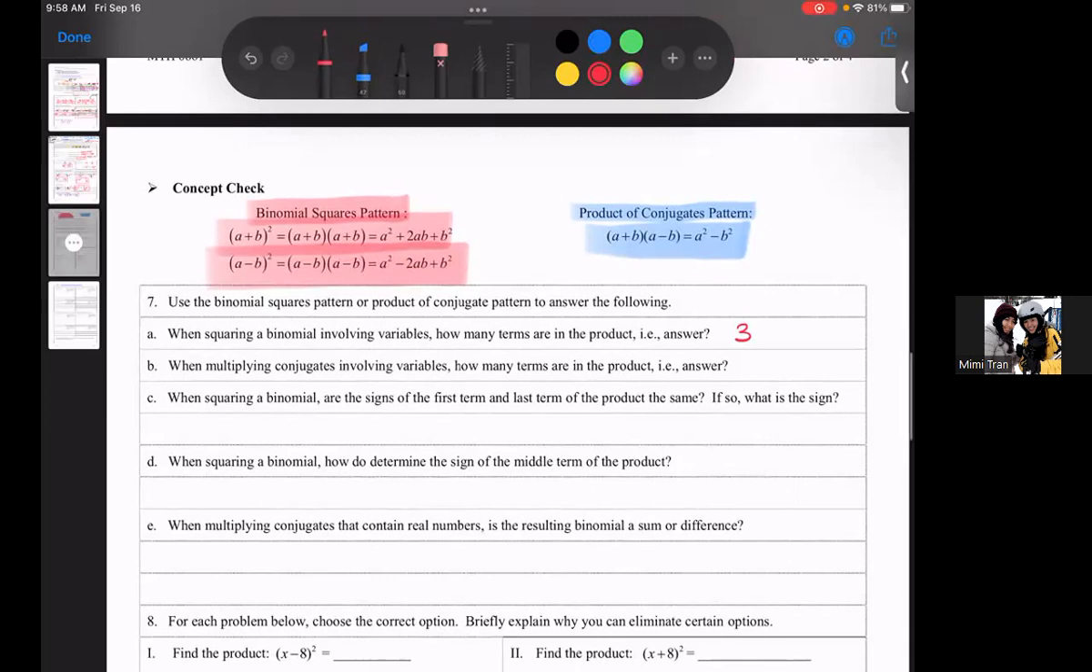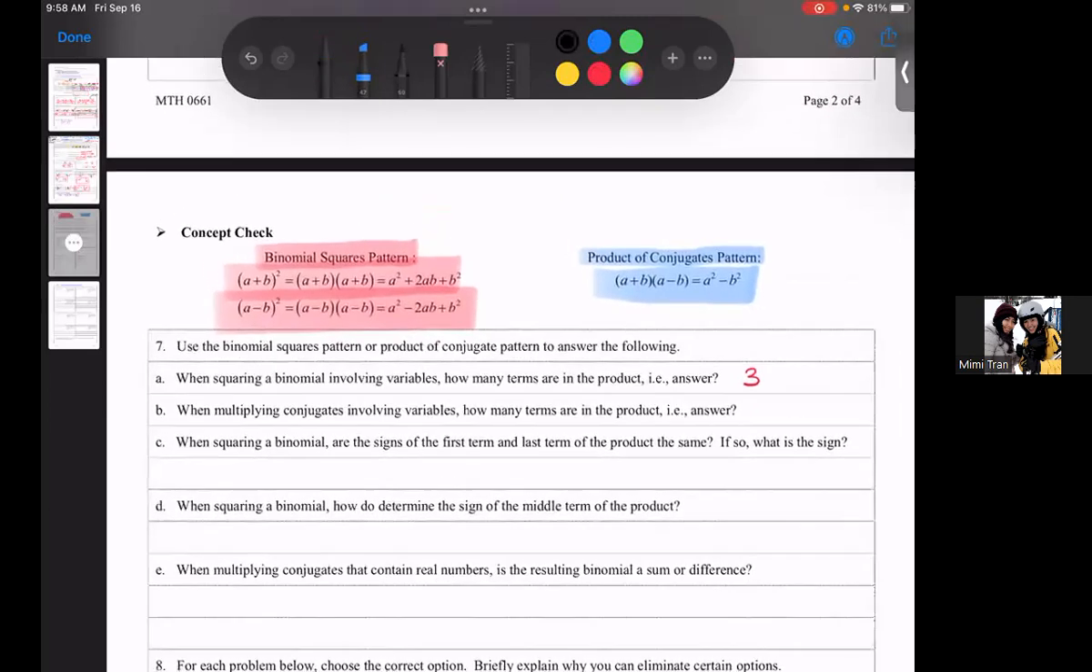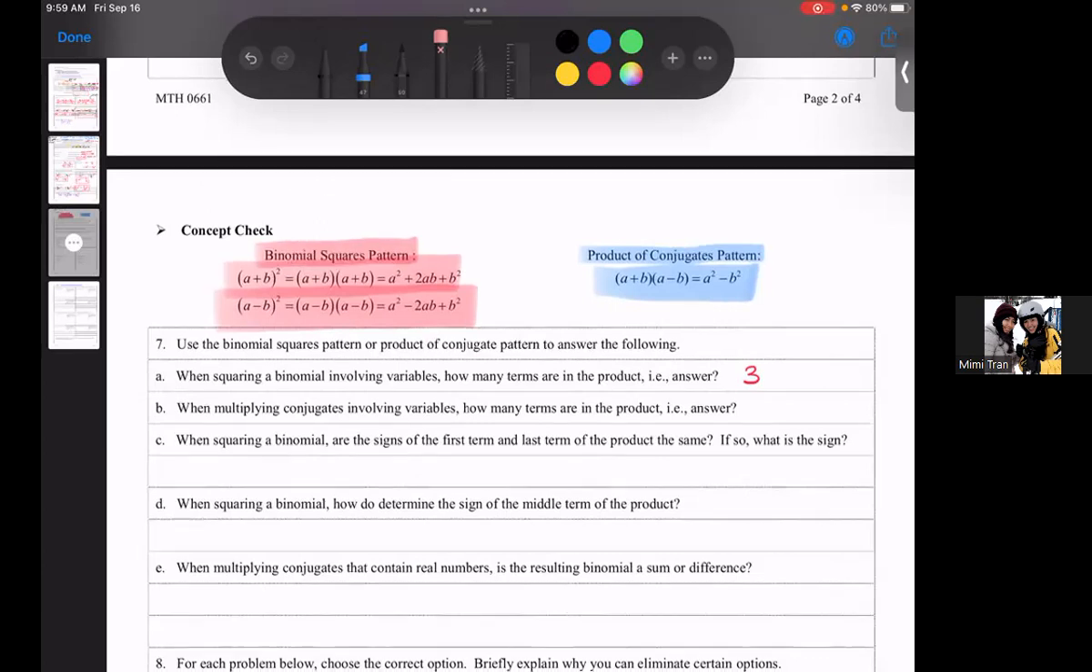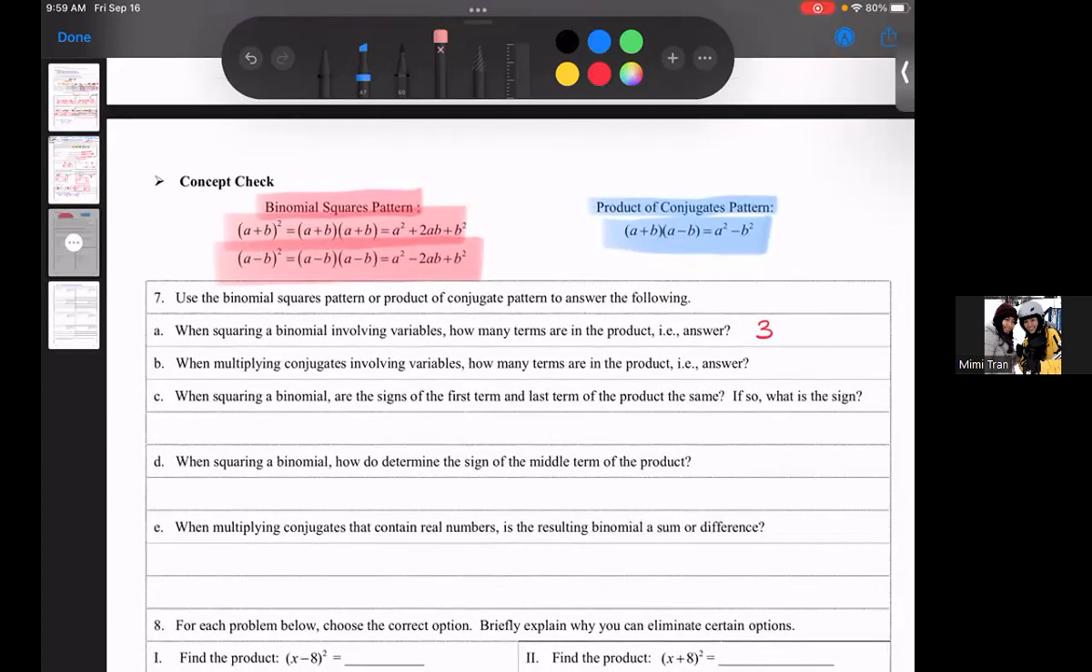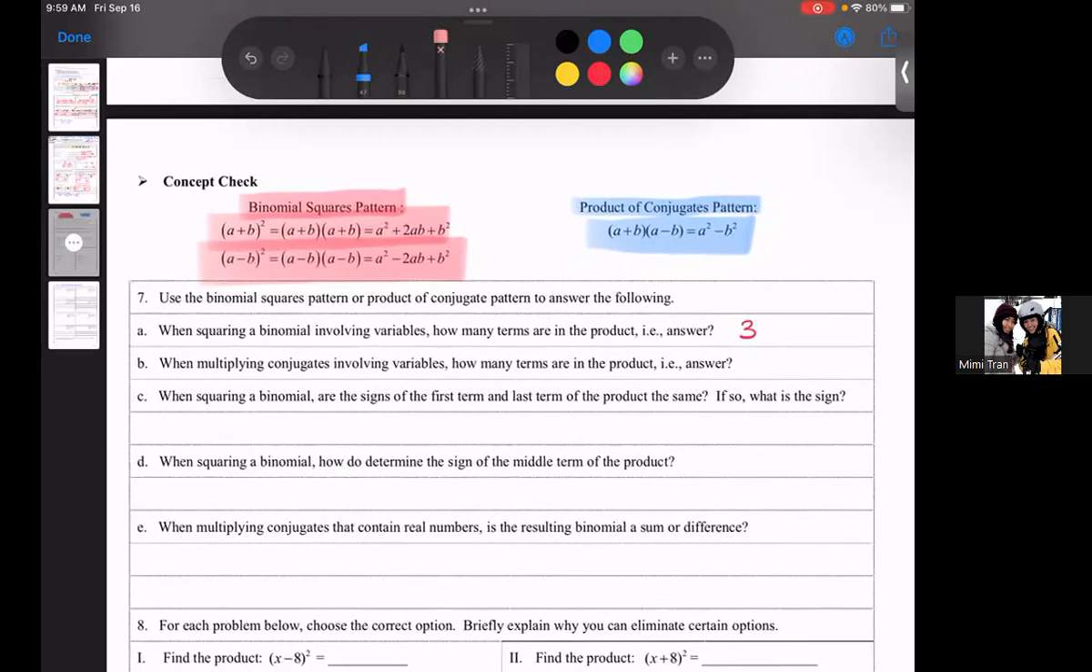Let me give you an example that is not going to be three. This is not going to give you three terms. It's going to give you four terms if you FOIL it out, because you cannot use the binomial square pattern. So this three only applies to the binomial square pattern, or when you can combine the middle term. 7b, when multiplying conjugates involving variables, how many terms are in the product?